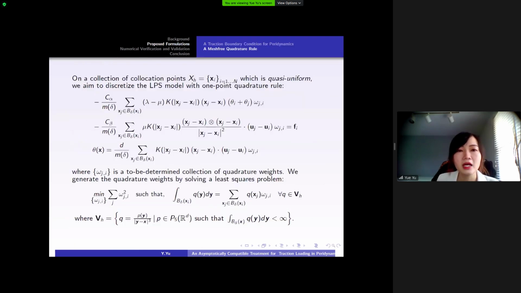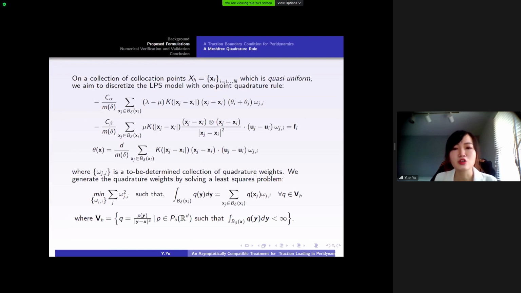So now we are looking into the discretization method. We want to develop a Meshfree quadrature rule to discretize the LPS model we propose. Basically, all the integrals are represented by a one-point quadrature rule. So how do we generate the quadrature weights? Here we use the idea of the optimization-based quadrature rule.